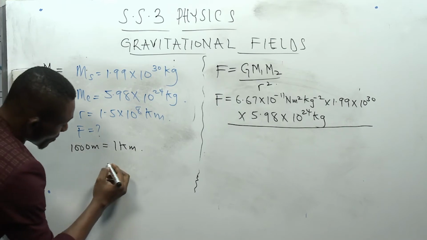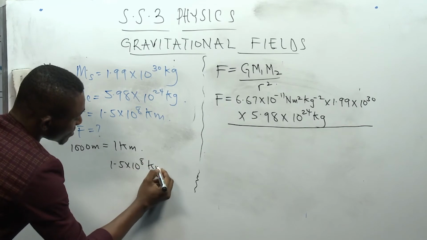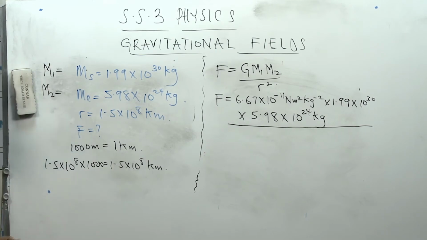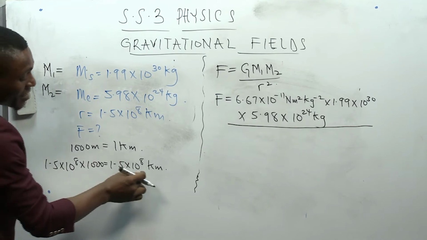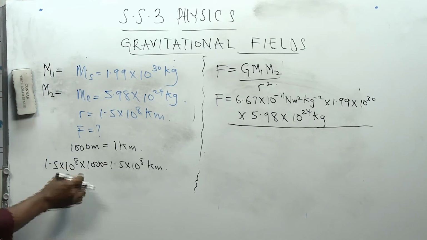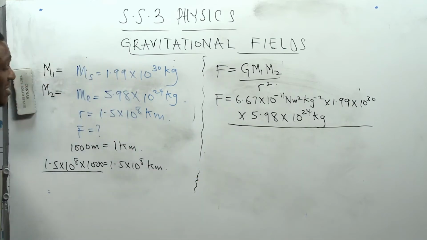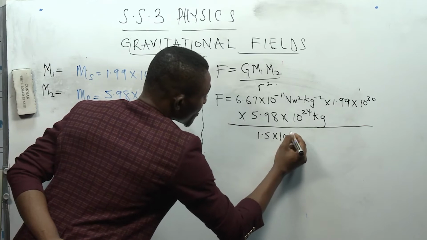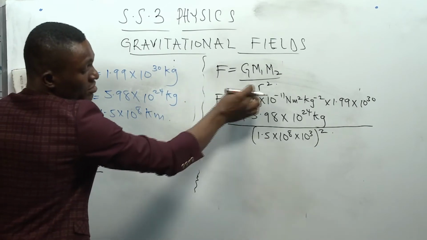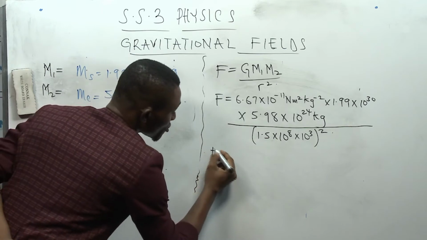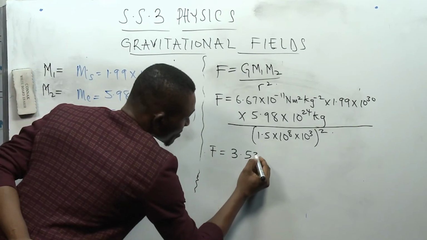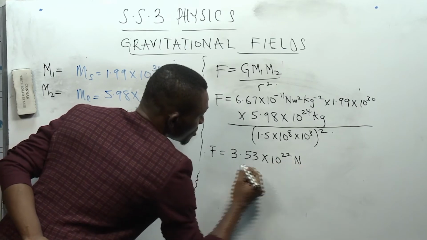So therefore, 1.5 times 10 to the power of 8 kilometers will be equal to 1.5 times 10 to the power of 8 times 1,000 meters. So this value is what we are going to use as our distance. So we have 1.5 times 10 to the power of 8 times 10 to the power of 3. Don't forget the square, because in our equation what we have is r squared. So if we push further, we are going to get our F equal to 3.53 times 10 to the power of 22 Newton.